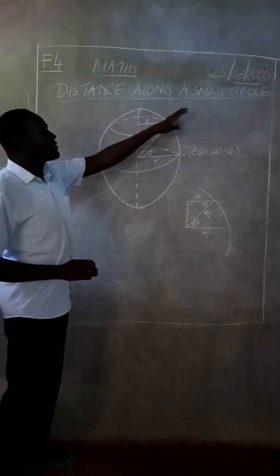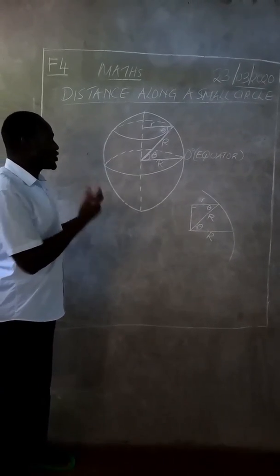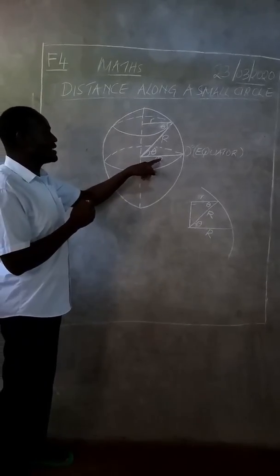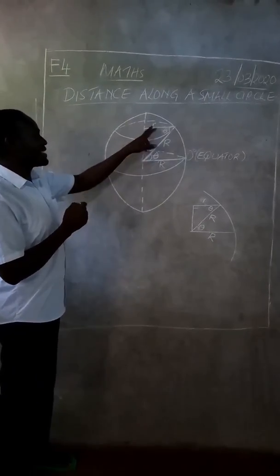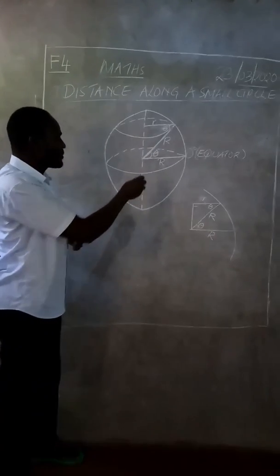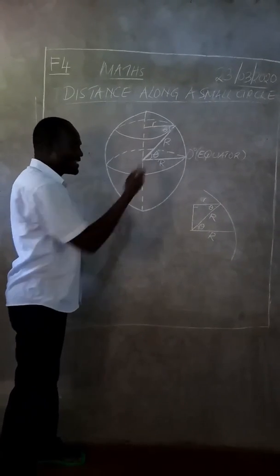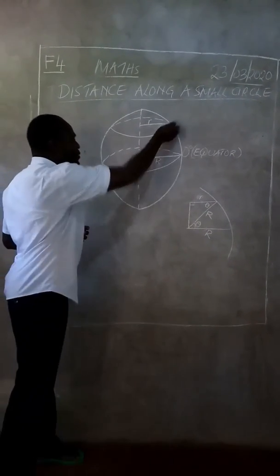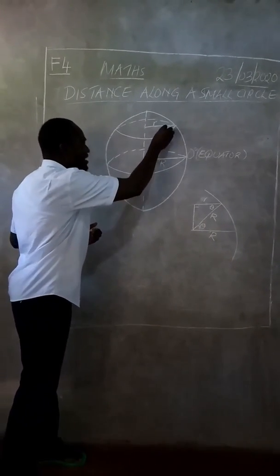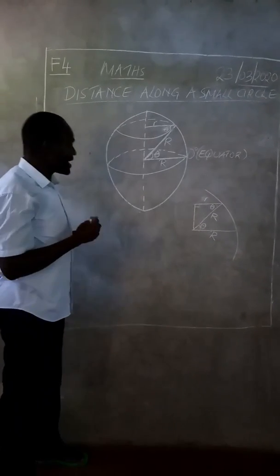Now, for us to find distance along a small circle, we must know the relationship between the radius of the Earth and the radius of the small circle. If you look at this diagram, this radius and this small radius are parallel. This one is a diagonal, so this angle here and this angle here are the same. If this is theta, this is also theta.